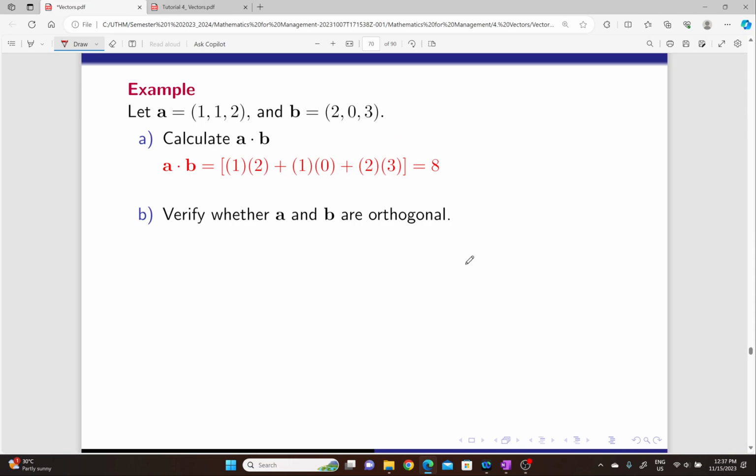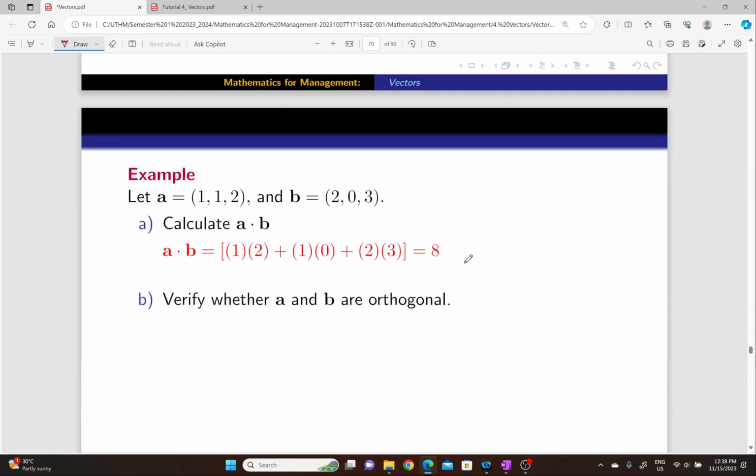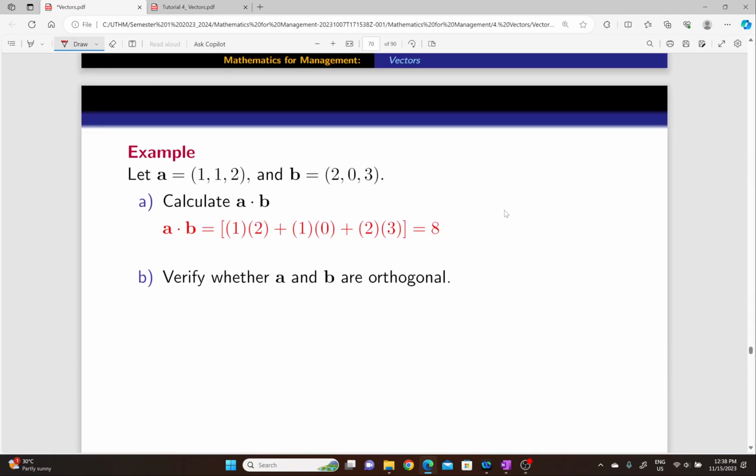Verify whether A and B are orthogonal. Okay, this is what I want to go through. Basically, orthogonal means like this. Just now we found the angle between A and B is 22.2, isn't it? So this is not perpendicular. Orthogonal means you have to understand it is perpendicular.